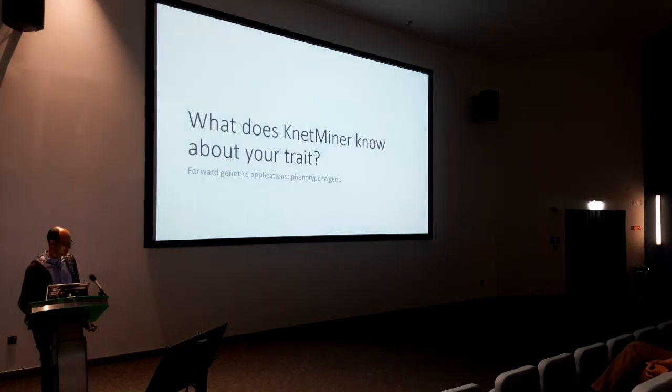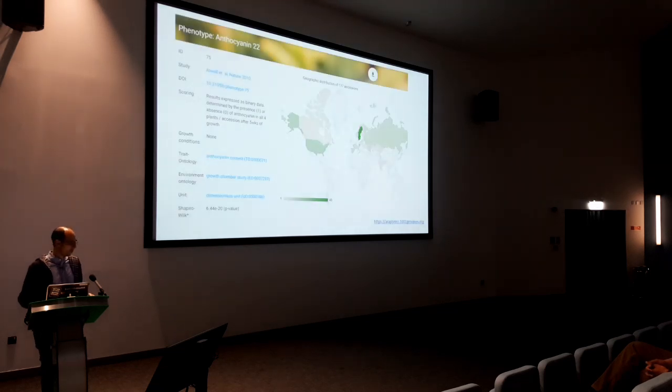Okay, so that was a reverse genetics application. Now talking a bit about forward genetics applications, how we can go from phenotype to gene using the Netminer knowledge graph. This is an example taken from the AraPheno database. We're looking at a trait called anthocyanin 22, and there has been a GWAS study that is linked to anthocyanin 22.